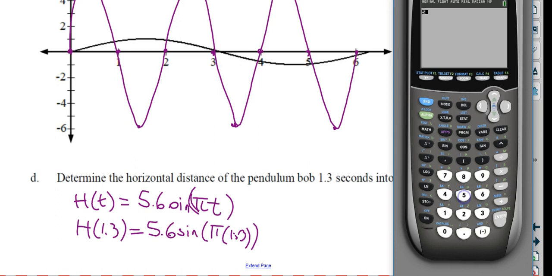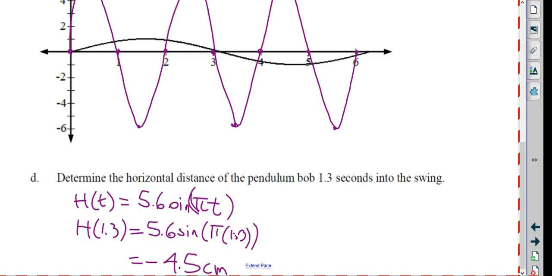Okay, so 5.6 sine, and I'm going to put this in as 1.3 pi. Enter. -4.5. That's a -5-ish. Did they say what to round it to? -4.5 centimeters. So in our frame of reference, that would be left 4.5 centimeters, right? It's gone to the left. Positive would be swing to the right. Okay, questions?